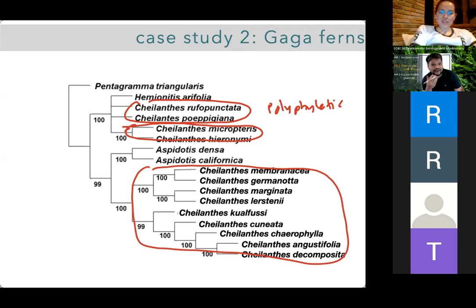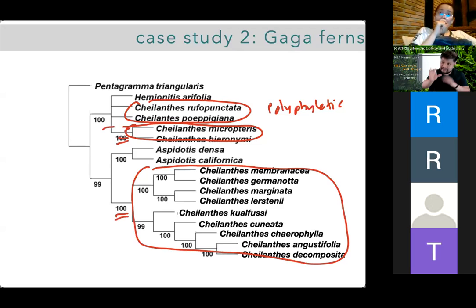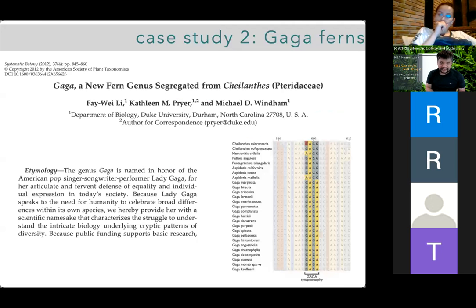And Fay-Wei is one of those people, and he found this in his phylogeny with 100% bootstrap, a clear separation of this genus. So he's like, you know what? I'm going to call this genus Gaga. And this is real. I'm not making this up. This is from a real journal, a real thing, and it made a lot of news when it came out by Fay-Wei, that guy.